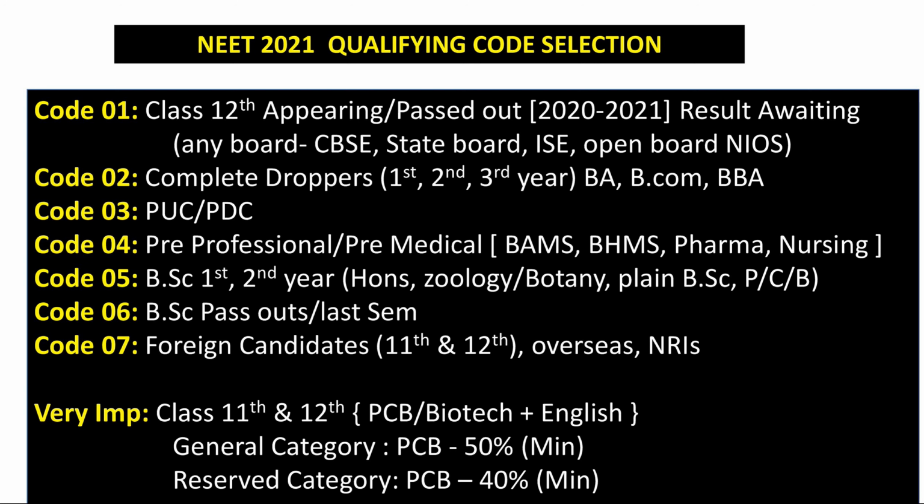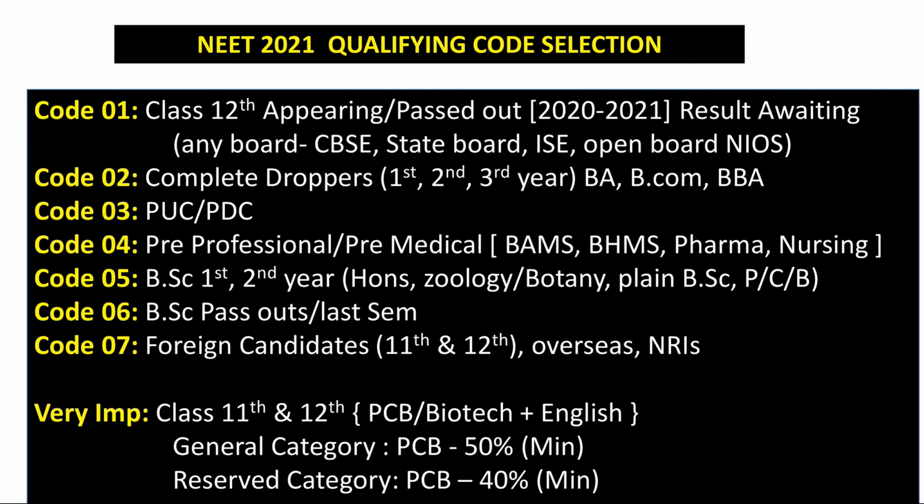Okay, let's move ahead to code 06. This code is for BSc passed outs, or those in their last semester, because before the NEET counseling for 2020 and 21, I think the BSc last semester students will get their results, and they would know where they stand for the counseling. So if you are a BSc passed out, or even if you're in the last semester, please ensure that you pick up code 06.